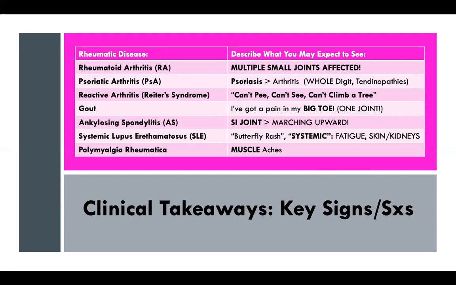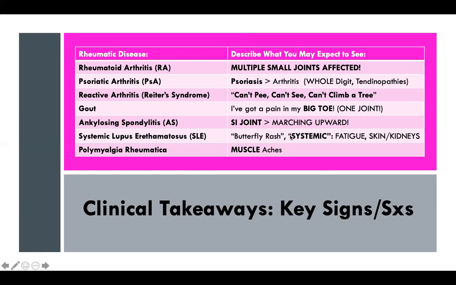Psoriatic arthritis, skin lesions, and then do we have any dactylitis or whole digit swelling? That's going to be more indicative of the psoriatic arthritis, so psoriasis, skin lesions. Reactive arthritis, I remember by this catchy saying of the different systems affected, the different symptoms. Gout, that characteristic big toe pain or onset at that area. Ankylosing spondylitis, spinal dysfunction, starting in the low back, SI joint, progressively moving upward.